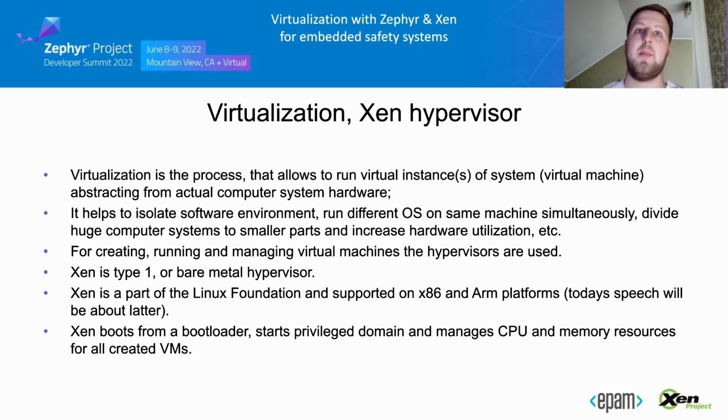Today's talk will be about Xen Hypervisor. It is a type 1 or bare metal hypervisor. Xen is actively developed and supports running on x86 and ARM platforms. And I will be talking about the latter. It gets started by a bootloader, and performs memory and CPU initialization and management. The virtual machines in Xen hypervisors are called domains, and one of them is privileged. It is called domain 0 or DOM0.